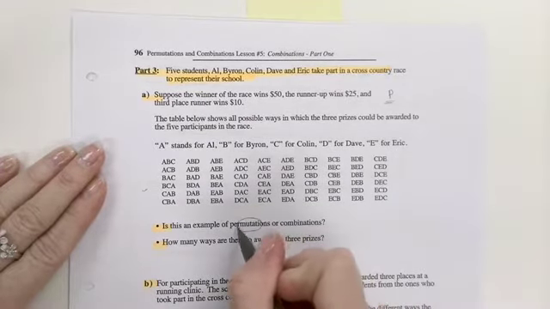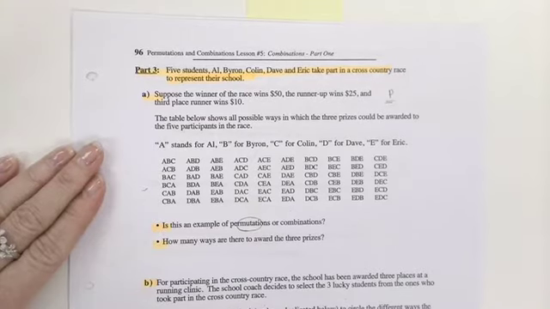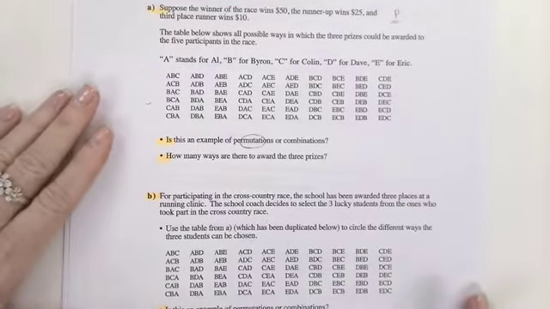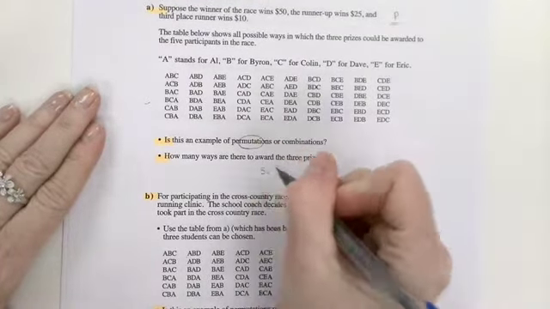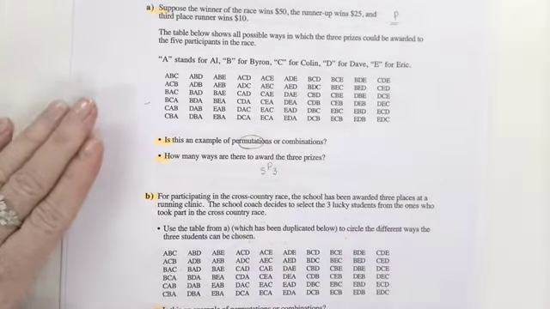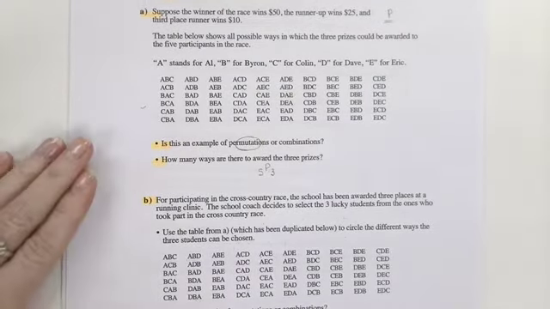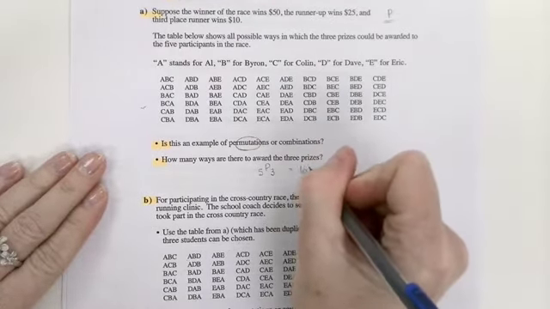And how many ways are there to award the 3 prizes? Well, we know we've got 5 people, and if we do 5 people and we permute 3, or we select 3 of them and arrange them, then that will give us the total number of ways there are. So if we do that on a calculator, then we get 60.